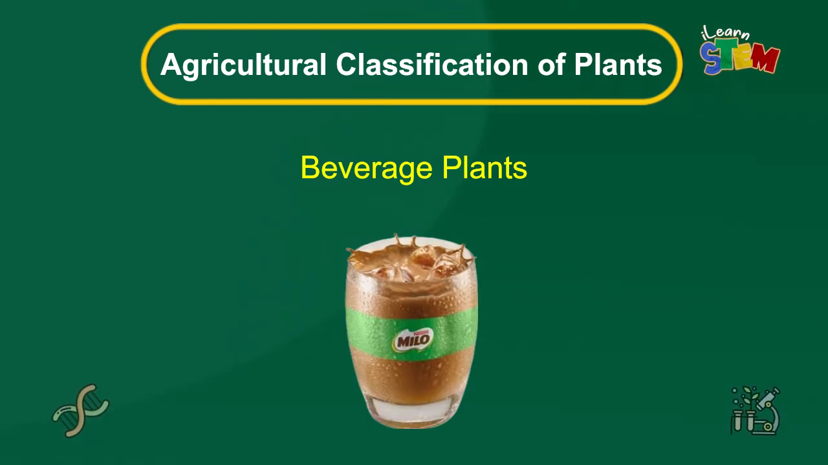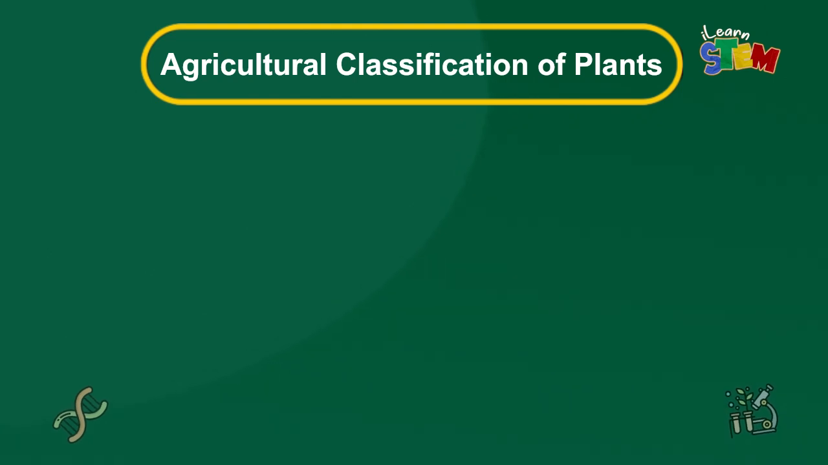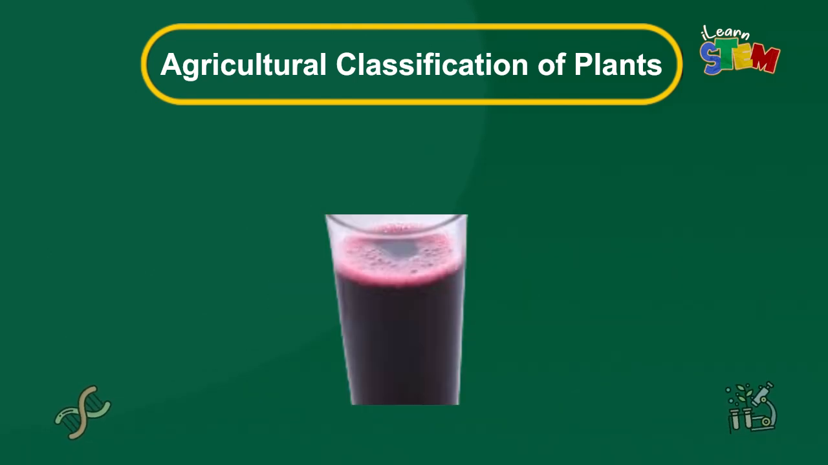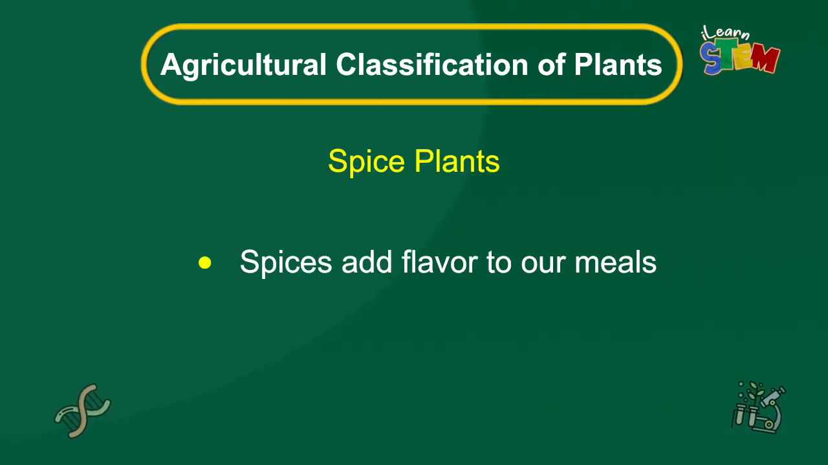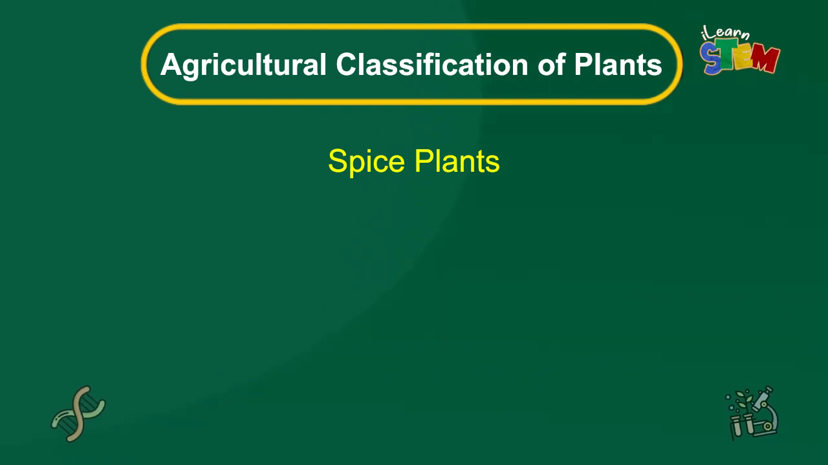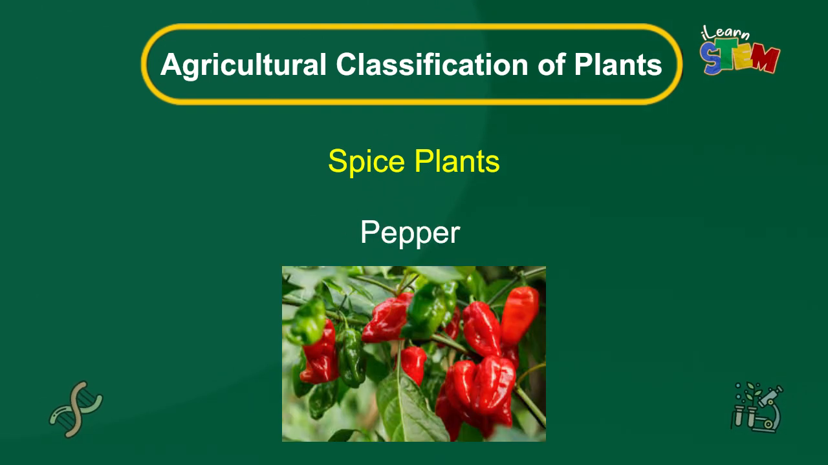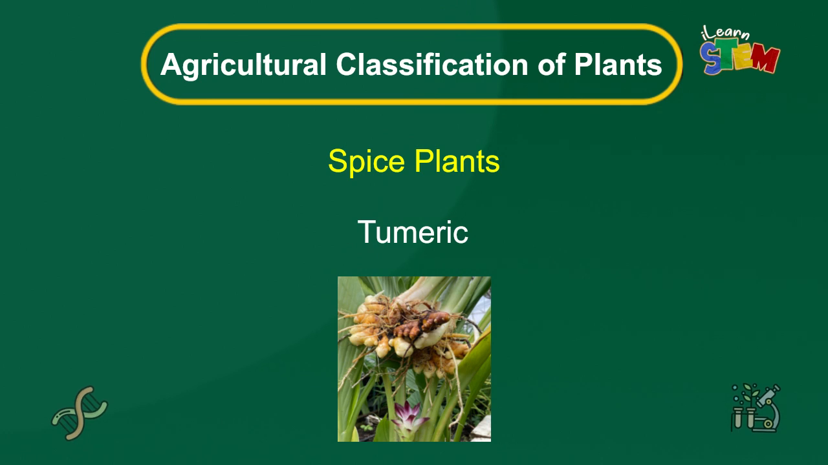That's from cocoa plants. Did you know that the pepper in your stew or the ginger in zobo drink are spices? Yes, they are. Spices add flavor to our meals. Examples are ginger, pepper, turmeric.